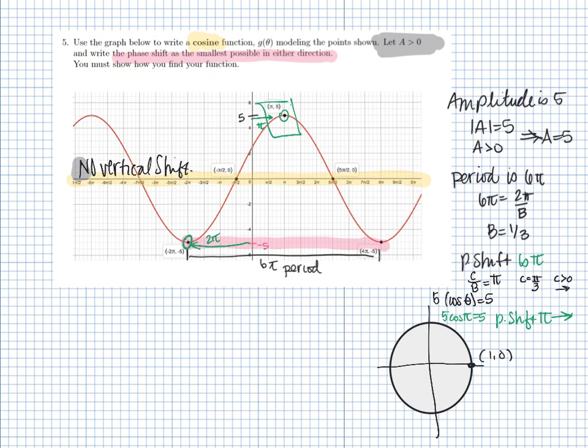So when we put this together, again, using a cosine function, and we're going to name it g of theta, is going to equal 5, which is our A, cosine theta over 3 minus pi over 3. You could also write 5 cosine 1/3 theta minus pi. Any of these are correct.